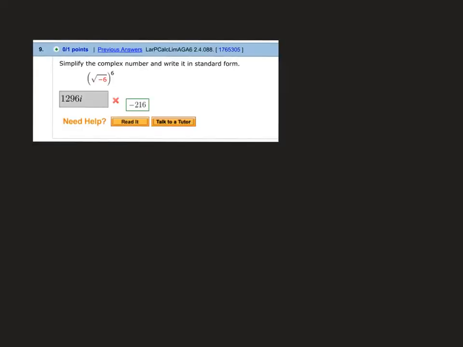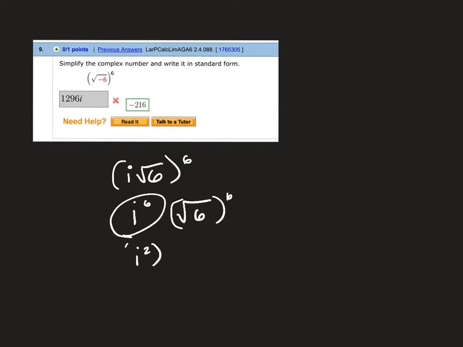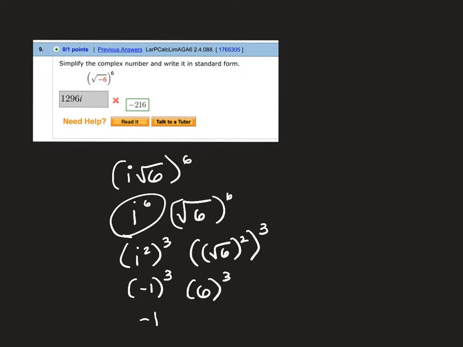Then number 9 said simplify the complex number. You guys had different things inside, underneath that root, but they were all negative, which means this is i root 6 raised to the 6. I to the 6th, root 6 to the 6th. Then i squared raised to the 3rd power means there are 3 negative 1s. If there are 3 negative 1s, what's my answer from that? Negative 1. And then there are 3 root 6 squareds. What happens when you square a square root? It's just what's underneath. So this was 6 to the 3rd, which is 216. The numbers were different, but the process was exactly the same for each of them.